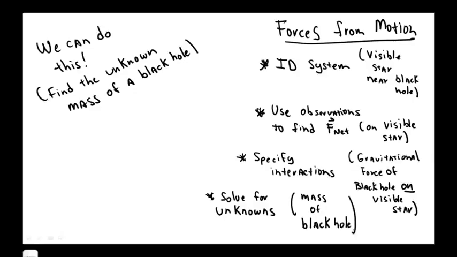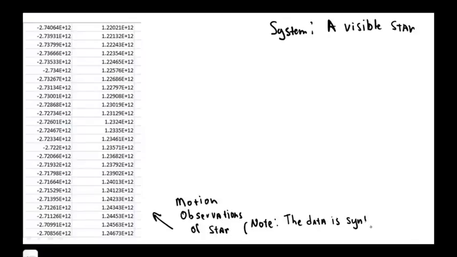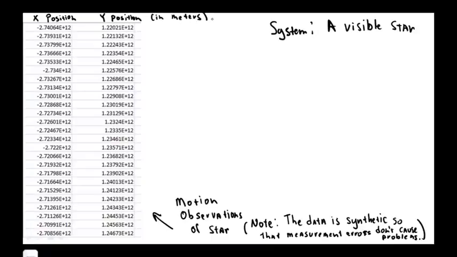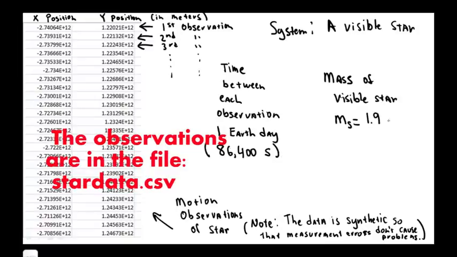So for this lab, we're going to do all this for a case where we have been given observations of the motion of some visible star, which is our system for this problem. The first main task we face is to analyze the observations to extract the net force acting on the star. The observations are contained in a CSV file listing the x and y positions of the star recorded at a time interval of 1 Earth day. We also know the mass of the visible star.